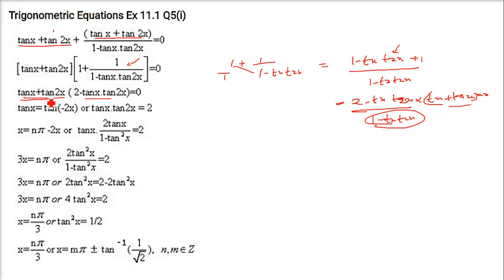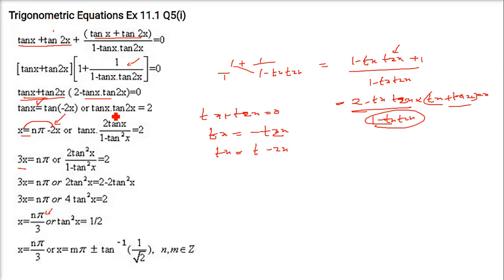So we'll take them separately. Tan x plus tan 2x is equal to 0. So tan x will be equal to minus tan 2x. Now take minus inside, because minus tan theta is tan minus theta, tan x will be equal to tan minus 2x. So when we have this kind of equation, x equals n pi minus 2x. Bring this 2x here. So you get 2x plus x is 3x. So 3x is equal to n pi. Now divide both sides by 3. So you get x equal to n pi by 3.